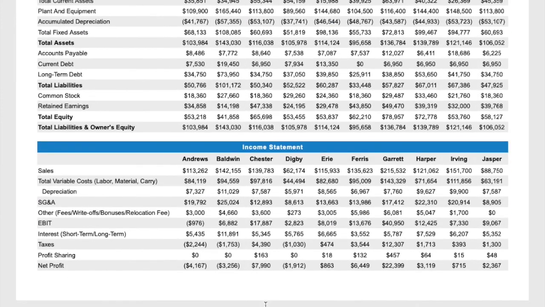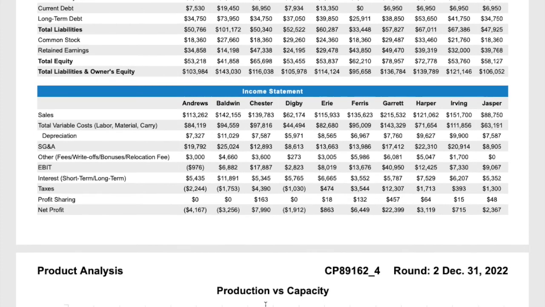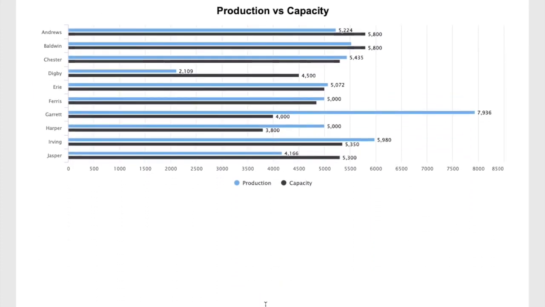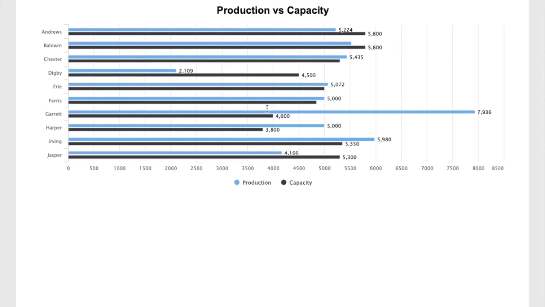Let's see. The next one I want to point out is Team Garrett. Looks like most of your teams are doing okay. Andrew, Baldwin, Chester, Ari, Ferris, Irene, Jasper, yeah, are doing okay. The two teams I want to point out, one is Digby. Again, you did not fully utilize your capacity, okay?